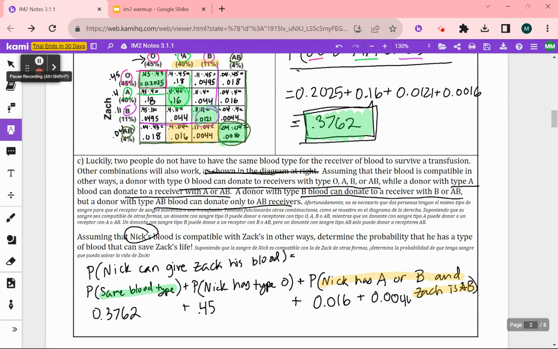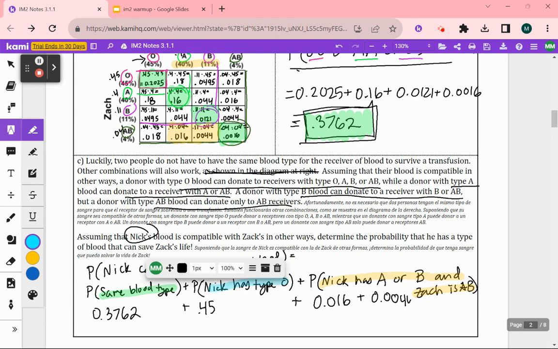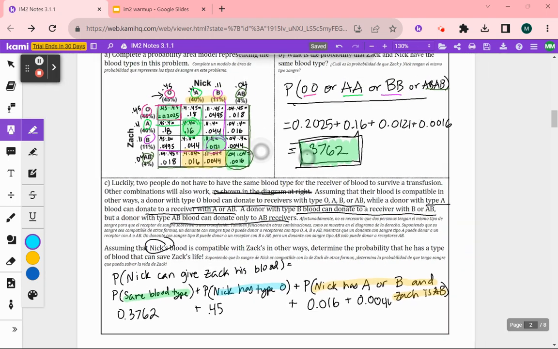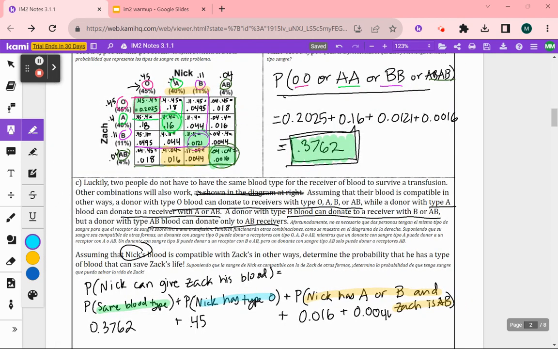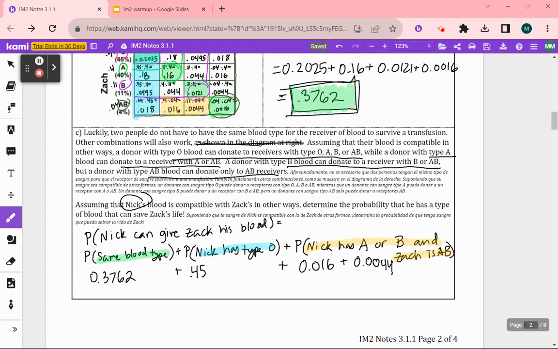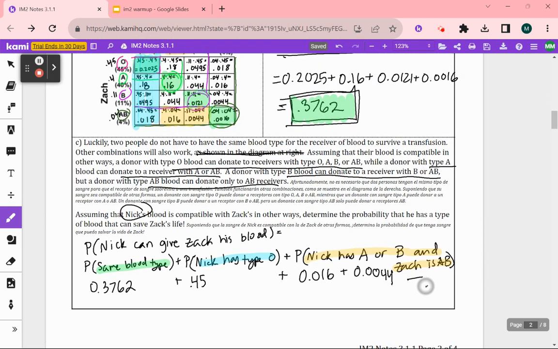Okay. The probability that Nick has type O is 0.45, and that could happen in any of these pieces. So if I were to add all of these up, I'd be adding one piece twice because I can see that I've got a double piece right there. So I should subtract that out. Otherwise, I'll overcount. So I need to subtract 0.0205.